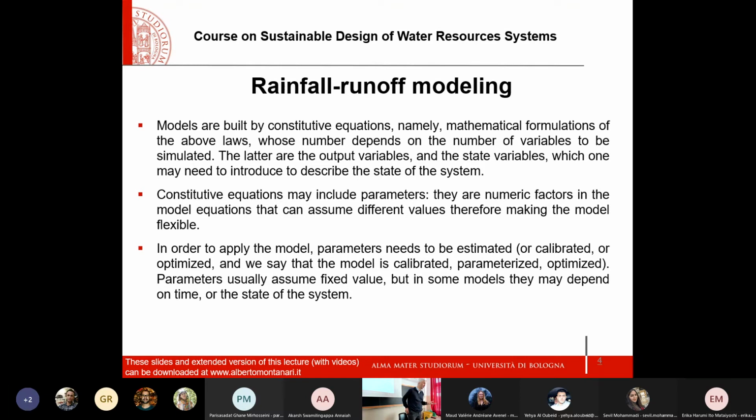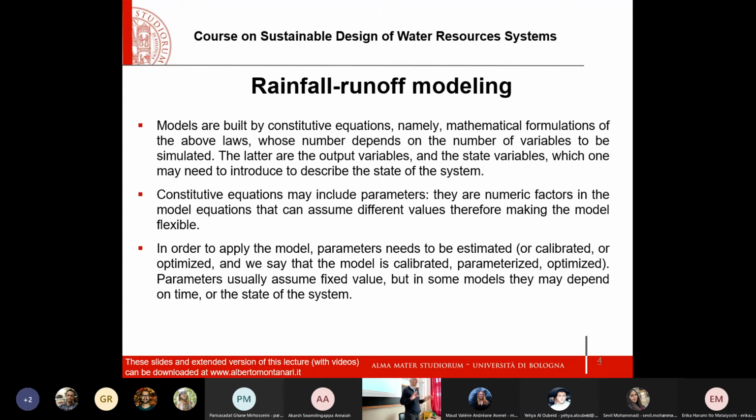Parameters are usually constant. So once you decided what is the best value for a parameter, you keep it constant in a relationship. So if I introduce a parameter to quantify friction, once I introduced it for a specific case study, I keep it constant. But there are also models that take time-varying parameters.